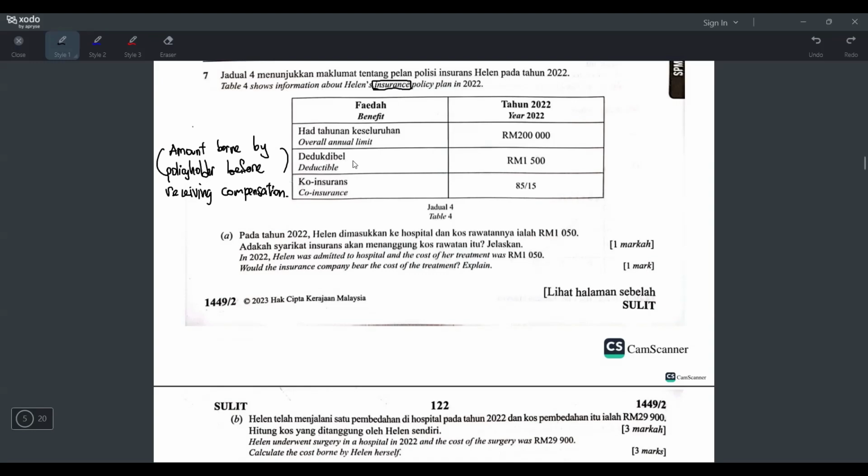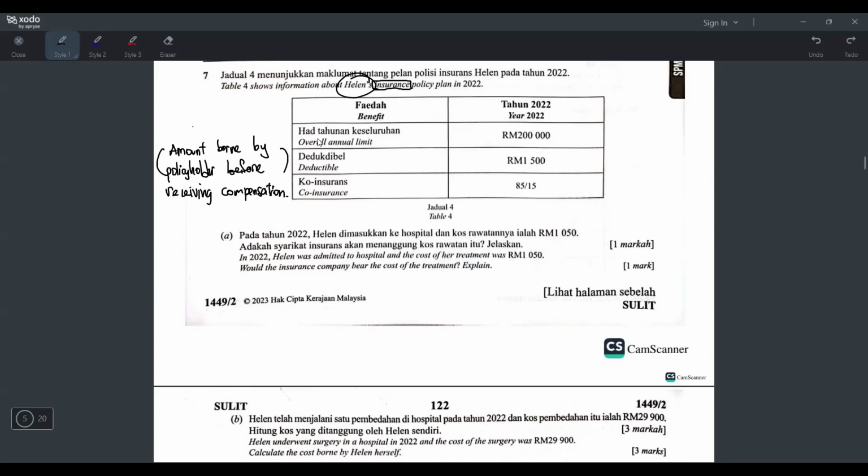So deductible is duit yang Helen bayar lah. In this case is Helen. Yang Helen kena bayar sendiri kalau ada berlaku kerugian lah. Kalau tak ada rugi, buat apa nak bayar? Okay. If there is no loss, no need lah. When there is loss happening, this is the amount that she has to pay herself.